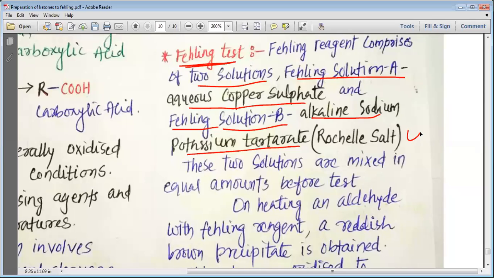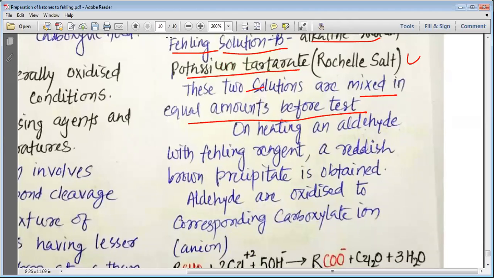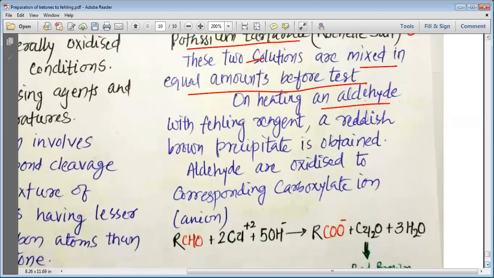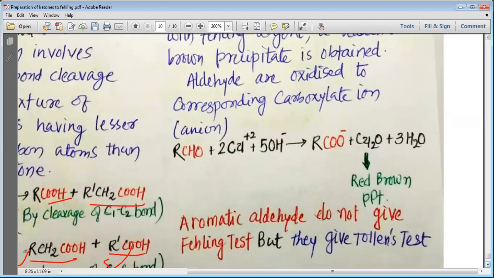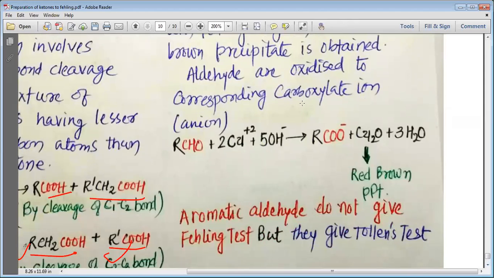Now let's move forward. These two solutions are mixed in equal amounts before the test. On heating an aldehyde with Fehling reagent, a reddish brown precipitate is obtained, and aldehydes are oxidized to the corresponding carboxylate ion. This reddish brown precipitate is due to Cu2O, or you can say Cu plus 1. Let's study. This is your RCHO. We know that Cu plus 2 comes from the copper sulfate, which was blue in color.